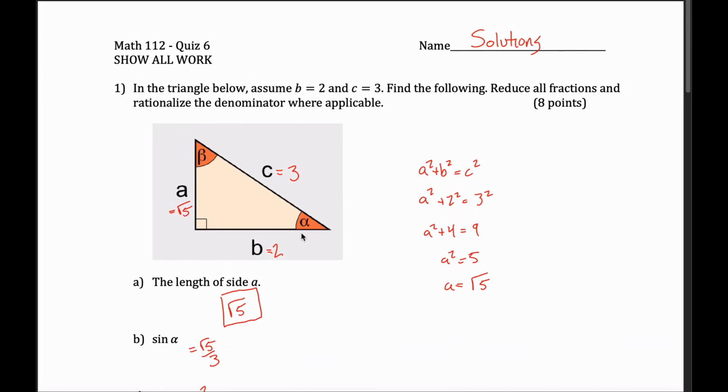However, I think I wrote in the instructions that I should rationalize the denominator. So I don't want to leave a square root of 5 in the denominator. I instead want to multiply the top and the bottom by the square root of 5. So up top, I'd get 3 times the square root of 5. And on the bottom, the square root of 5 times the square root of 5 is equal to 5. So the cosecant of alpha is 3 root 5 over 5.